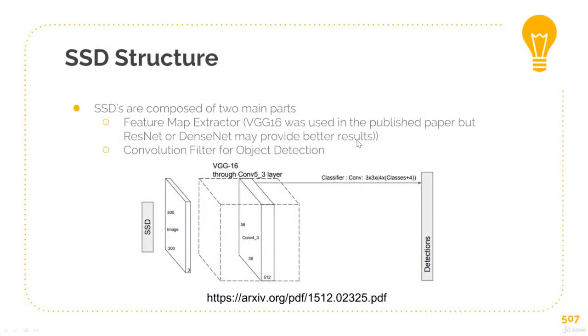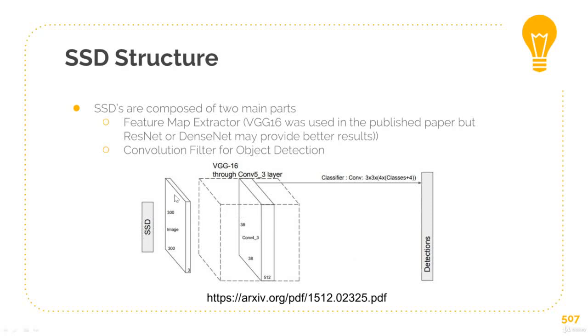That was actually what was used in the published paper. But ResNet or DenseNet could provide better results, as they have been better in the ILSVRC competition. So anyway, then we have the feature map here, and we have the convolutional filter that we use for object detection. So this is a diagram of it here.